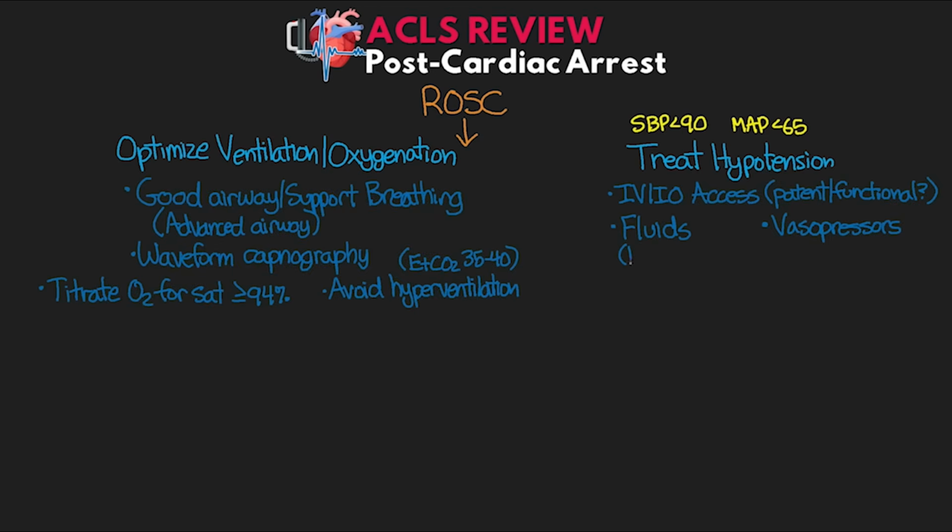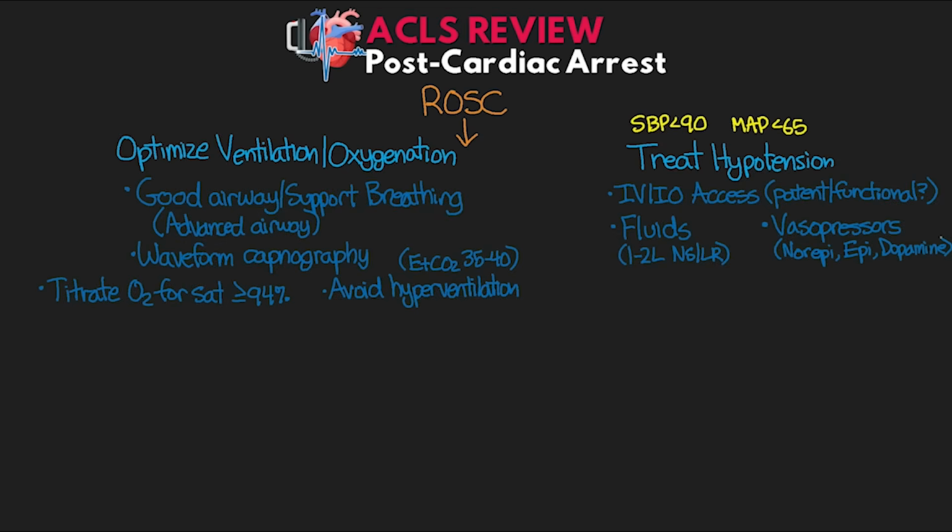So we're going to start off with 1 to 2 liters of either normal saline or LR. Now from there, if pressors are needed, then we want to consider one of the following 3 as a continuous infusion, and that would either be our norepinephrine, our epinephrine, or dopamine.